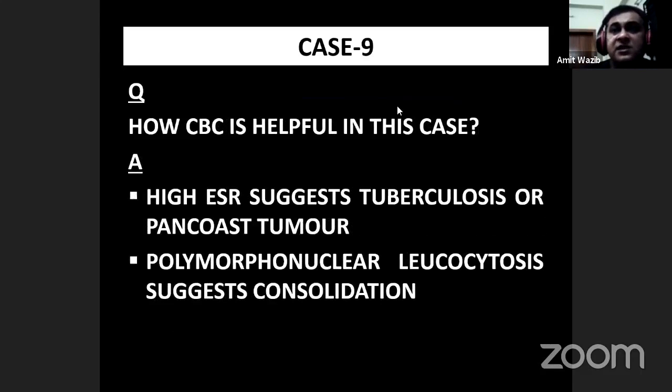So how can CBC be helpful as before? If it is high ESR, it is either tuberculosis or malignancy. If polymorphonuclear leukocytosis, it is consolidation. So just like previous conditions, when you have three differentials, TB, pneumonia, and malignancy, CBC helps in the same way.